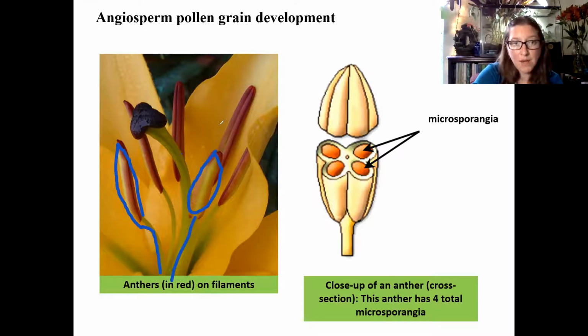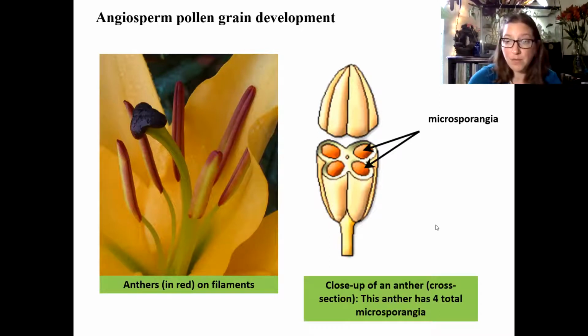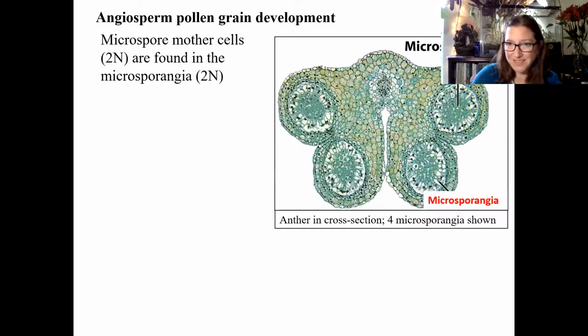Here's another anther in the back. Imagine we did a cross section through this anther. That's what we're seeing here. And each anther has a total of 4 microsporangia. When you do a cross section, it almost looks like a butterfly, right? Each of these is 1 microsporangium, this is 1 microsporangium, etc. There's 4 total. And if you look at it under the microscope, it kind of looks like the shape of a butterfly, as shown here. Weird butterfly.